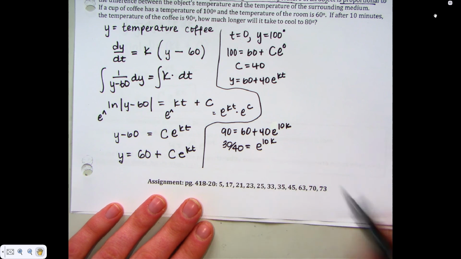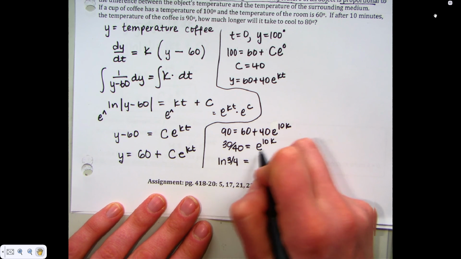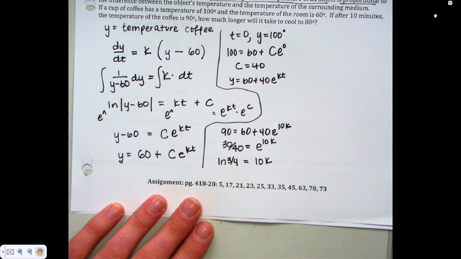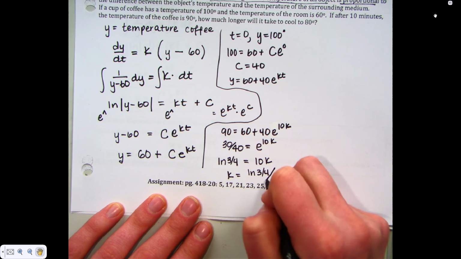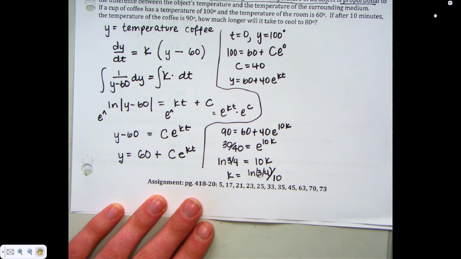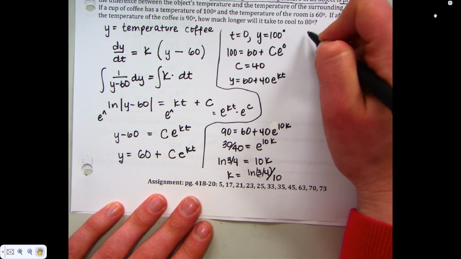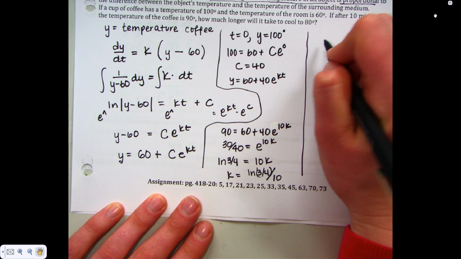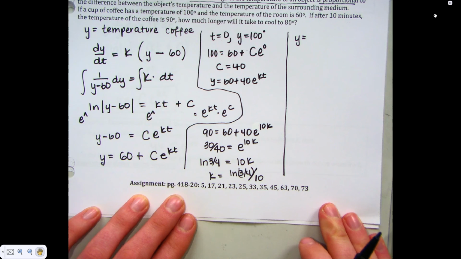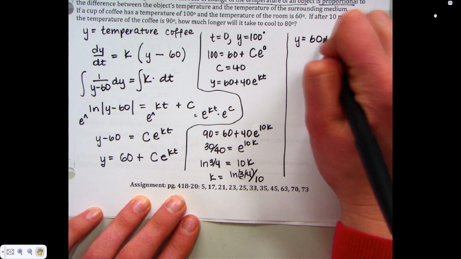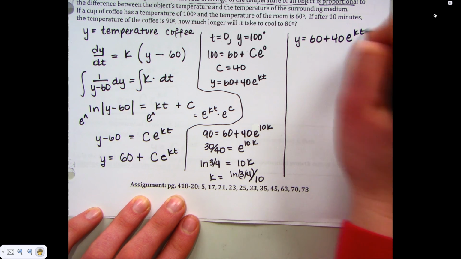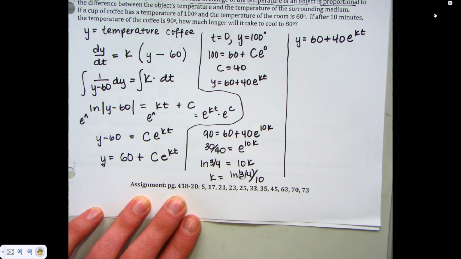Take the log of both sides. So log of, let's rewrite it as 3/4 because it's a little shorter that way. And log on this side would release just the 10k out of the power. So my k value, that constant of proportionality, is the log of 3/4, all divided by 10. I'm going to just refer to it as k again, but now, sorry for the short space here, we can actually write up the specific formula that would model this scenario. It would be 60 plus 40 e to the k times t, where k is the log of 3/4 divided by 10.